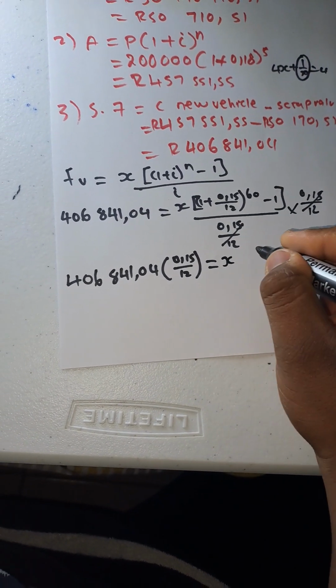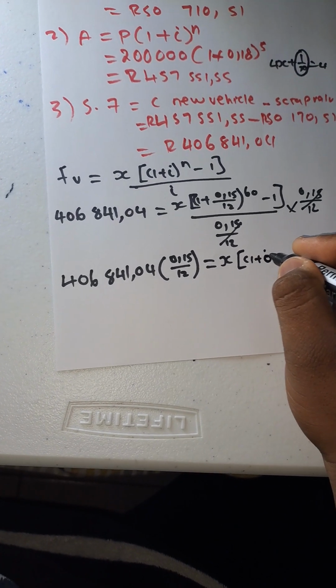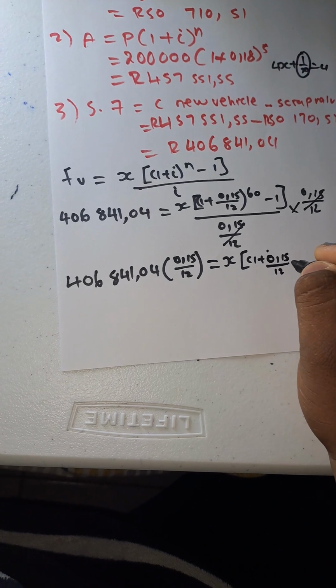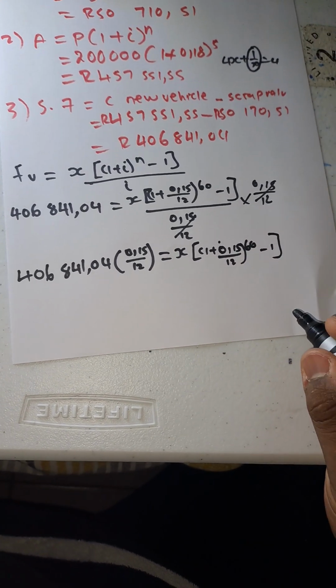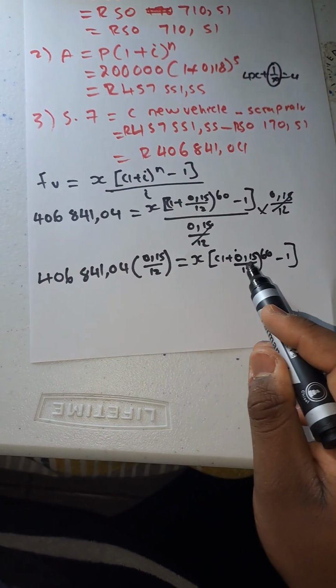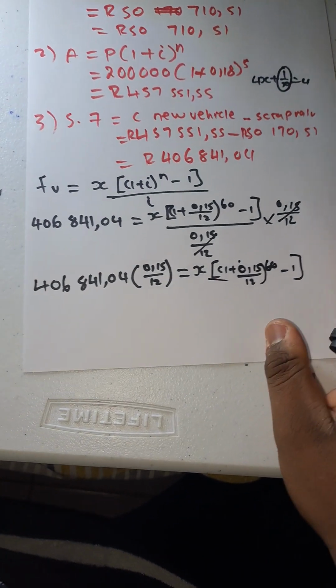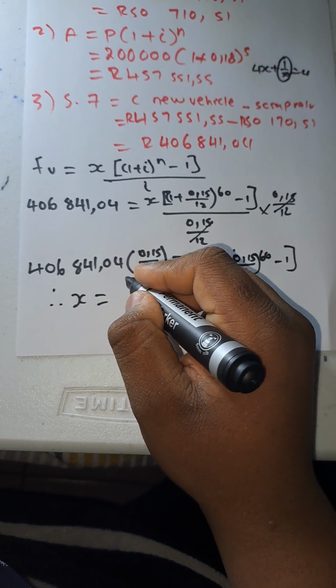So that side I'm left with x, and then 1 plus 0.15, sorry, over 12 to the power of 60 minus 1. This is fine. Now, since it is like this, I'm allowed to divide both sides by that amount there. So therefore my x is equal to what?